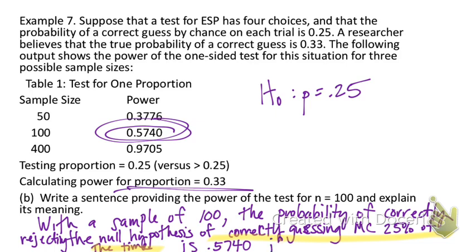if the proportion is 0.33. So we have to write it just like this on the quiz. And it's saying if the true proportion is 0.33. So add that in, true proportion. If the true proportion is 0.33.